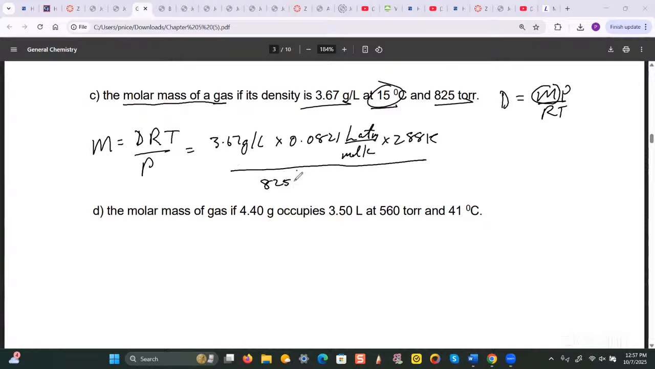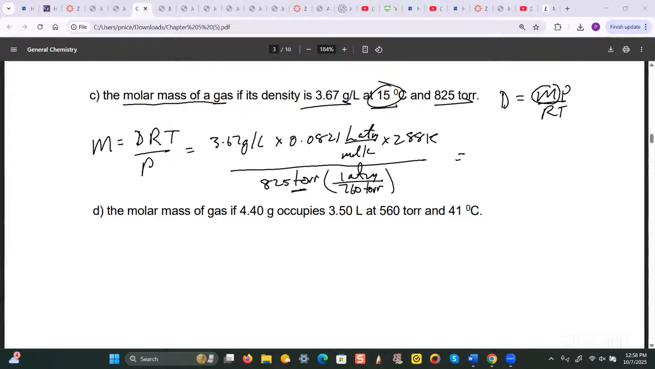But again, we have a situation where we have the torr units here, and we have the atmosphere units up here. So again, we have to convert from torr to atmospheres. So 1 atmosphere will be equal to 760 torr. And that's the setup, so let's do the calculation. 3.67 times 0.0821 times 288, and then divided by 825, divided by 760.